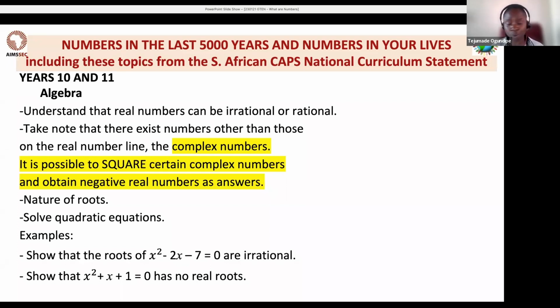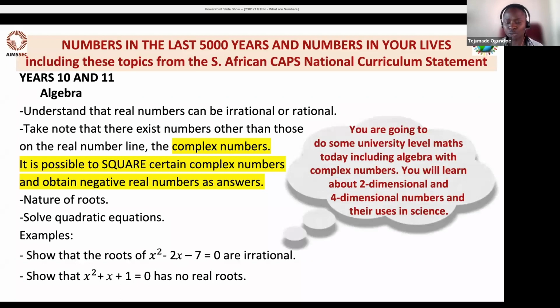So nature of roots, so solve quadratic equation, which is very important. Let's take for example the one that is projected here. Show that the roots of x squared minus 2x minus 7 equals 0 are irrational. So we'll be able to see that as we go along. So you are going to do some university level mathematics today. We don't need to be afraid of it or be scared.